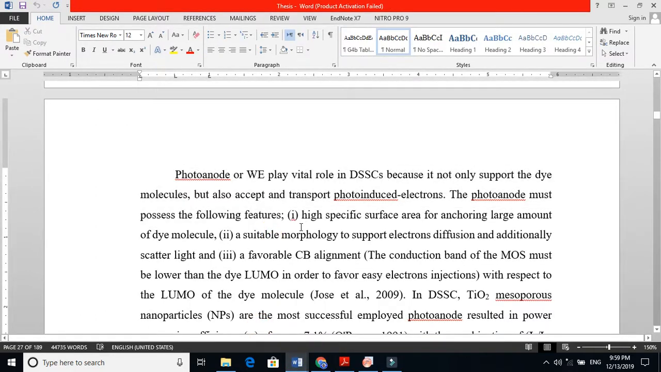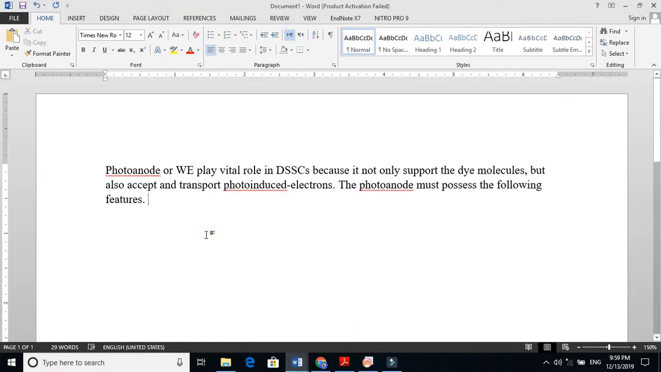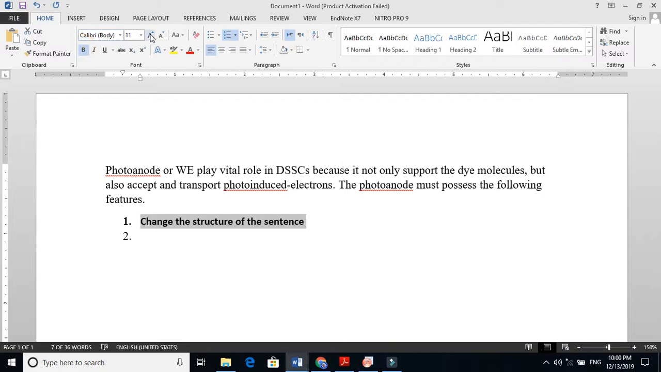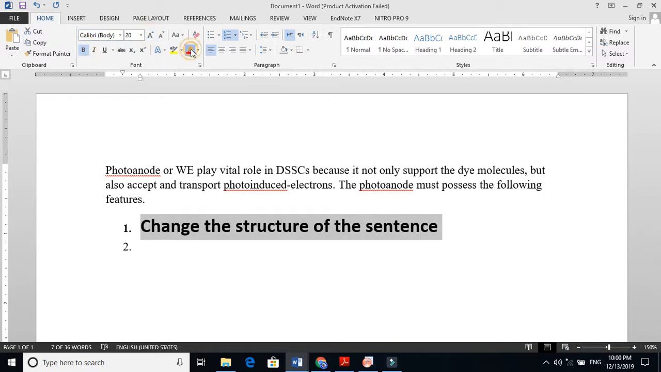Okay, so now I hope that plagiarism is clear. For example, if you take again this one and this one, and you just use it as is, this is called plagiarism. Now, how to avoid plagiarism? How many ways are there to avoid plagiarism? There are 3 ways. Number one is to change the structure of the sentence. This is one of the ways to avoid plagiarism. This is the first one.